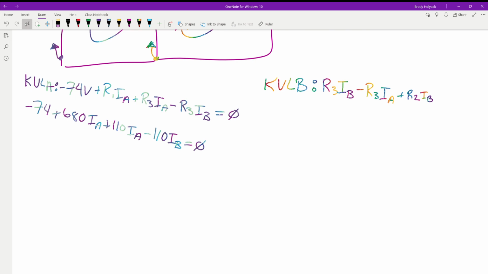We're going to solve for IA and IB. Once I have those, I'm going to combine everything together based on their variables. All the IAs I will lump together. All the IBs I'm going to lump together. Everything that doesn't have a variable, I'm going to move to the other side of the equal sign. So we have 790 IA minus 110 IB equal to 74.